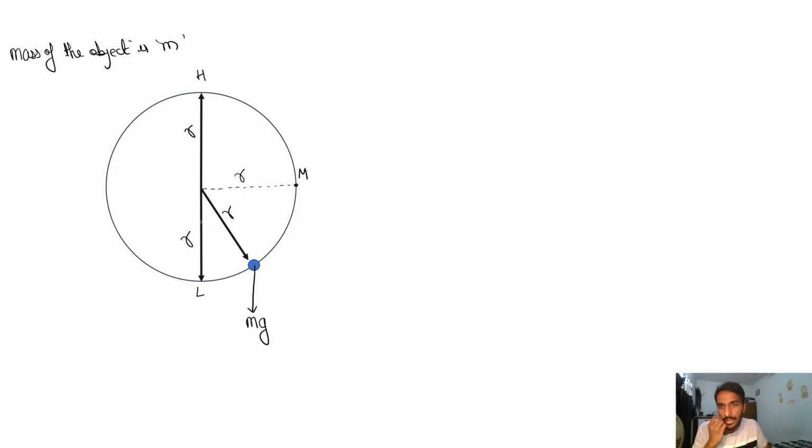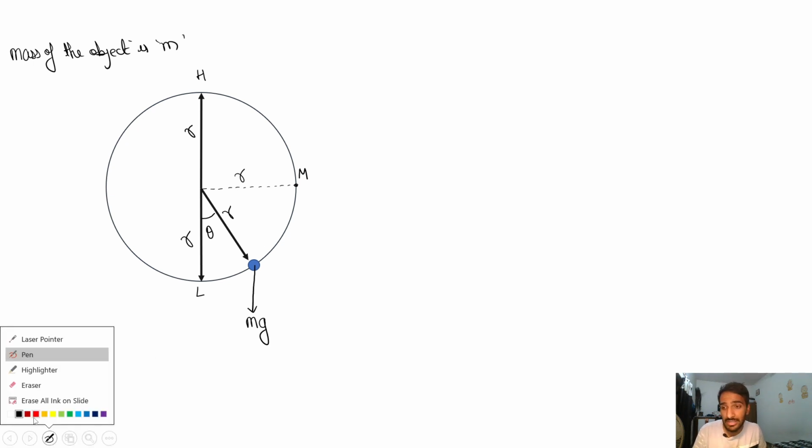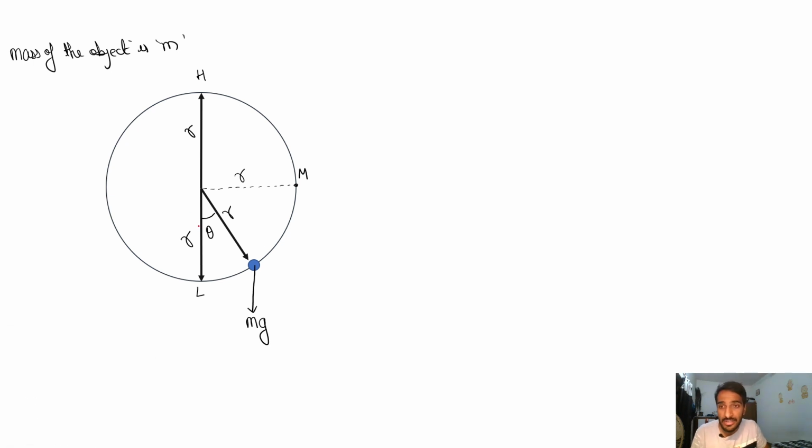Let's say this is the angle between the two radial vectors, this one and this one. This is the mean position, where the velocity of the particle is the highest and the tension is largest. One thing we should take care of is that the tension on the string is always acting towards the center. This is the tension here, and this is the tension here.